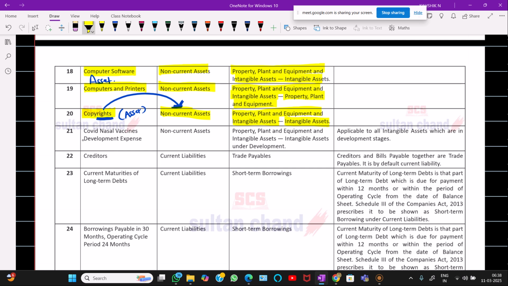The next is very important. COVID nasal vaccine development expenses. This particular item came into the picture when COVID was at its peak, in 2019-20. Until then, we didn't have this type of item in our major and sub-heads. When laboratories, hospitals and doctors were keenly involved in finding a medicine for COVID, they were spending some money on those vaccines. That's what we denote as COVID nasal vaccine development expenses.